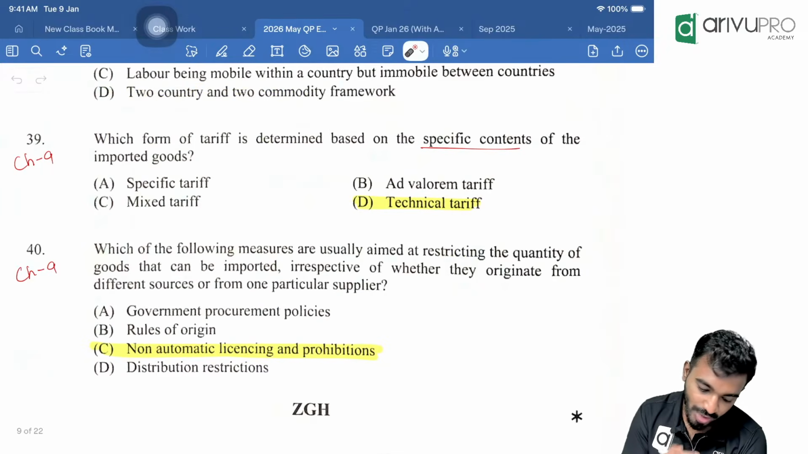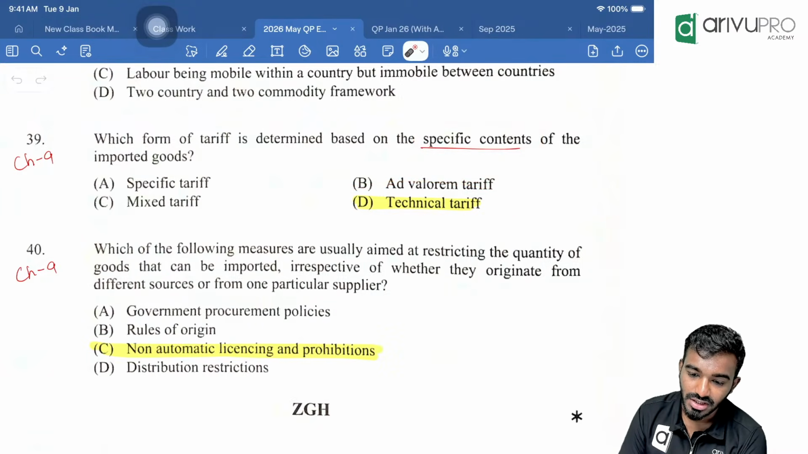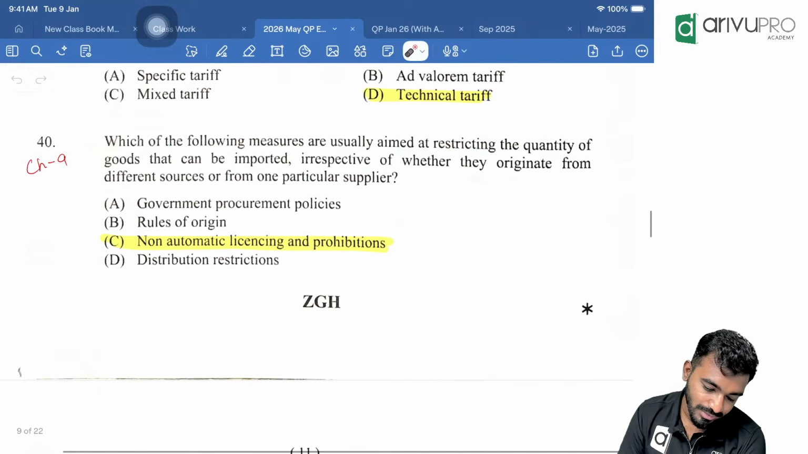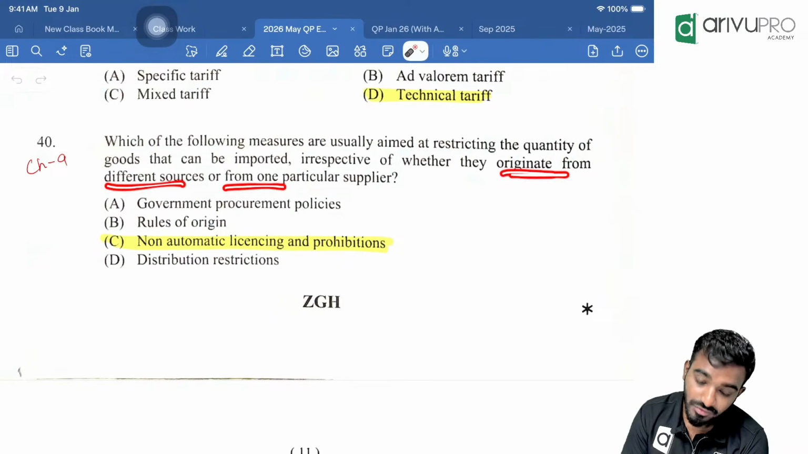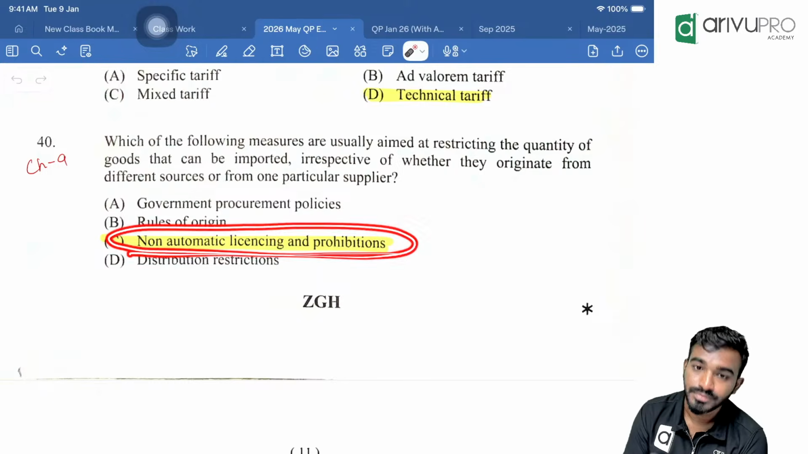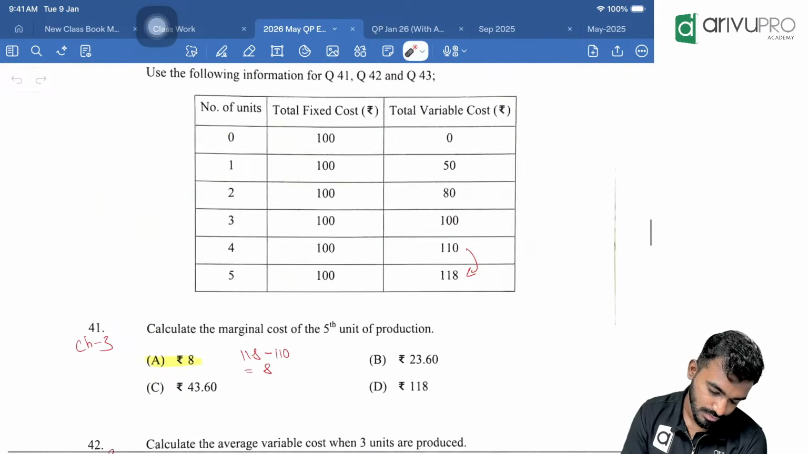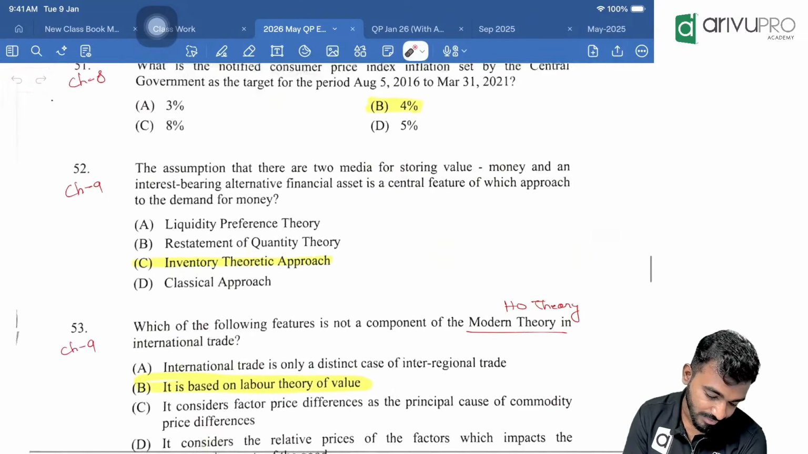Okay, which form of tariff is determined based on the specific content requirement? Different spare part, different tax. Technical tariff. Next, which of the following measures are usually aimed at restricting the quantity of goods that can be imported, irrespective of whether they originate from a particular country or not? It is called non-automatic licensing and prohibition. That's it, I guess. So these were the questions of the chapter. One more is there here.